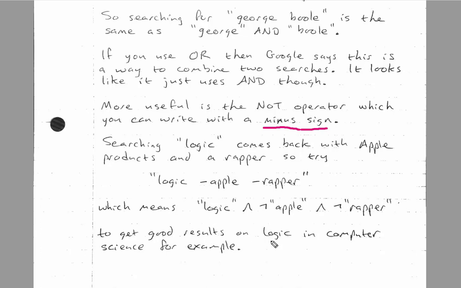And then that search returns logic in computer science, for example, Boolean logic. Alright, so certainly the not operation is useful when you're searching.